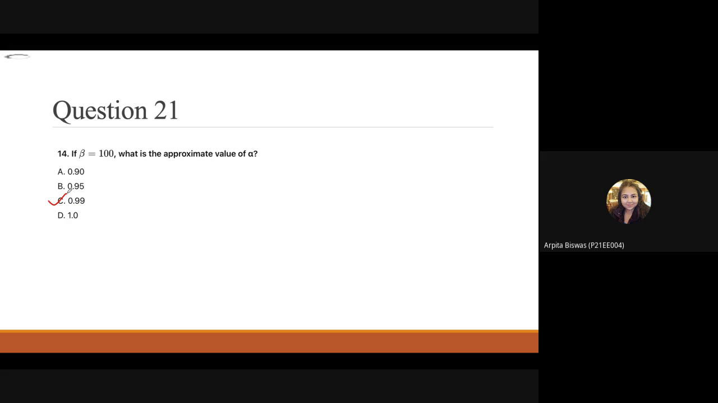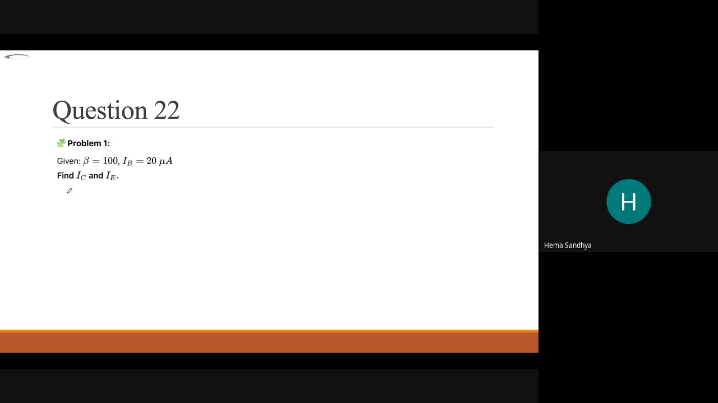Good. So next is question number 22. Given beta is 100 and IB is 20 microampere, find IC and IE. You already know this equation: IE equals IC plus IB. Here beta is given and IB is given. Now tell me what is the value of IC and IE.